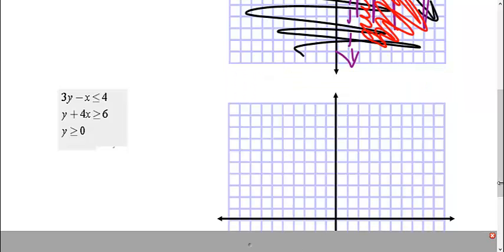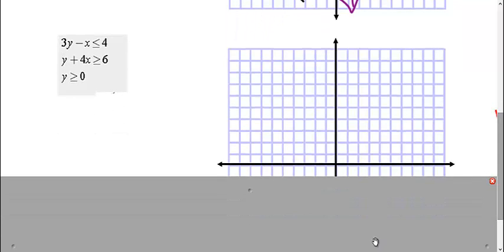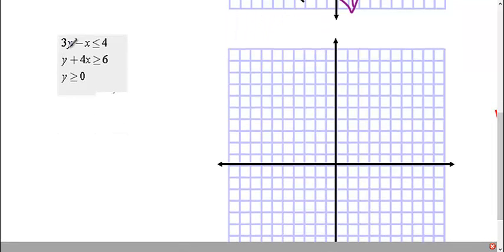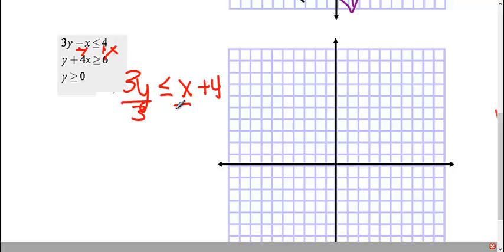Okay, the second one here, we're graphing all three. So we need to first get this y by itself, so I'm going to add the x to both sides. So I get 3y is less than or equal to x plus 4. And then I'm going to divide everything by 3. So I get y is less than or equal to 1/3 x plus 4/3.